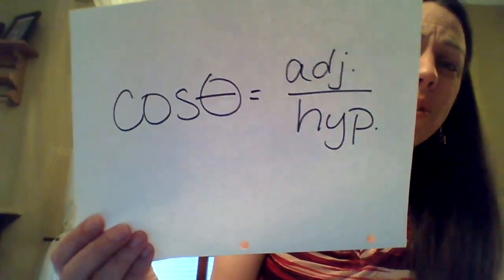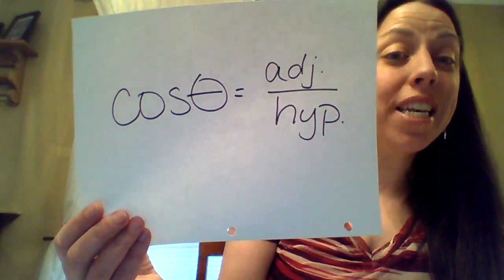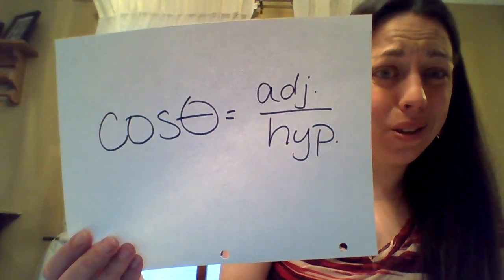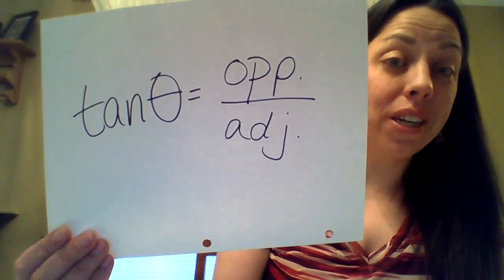You can pause if you need to. But cosine of theta would be adjacent over hypotenuse. And one more, tangent of theta is opposite over adjacent.